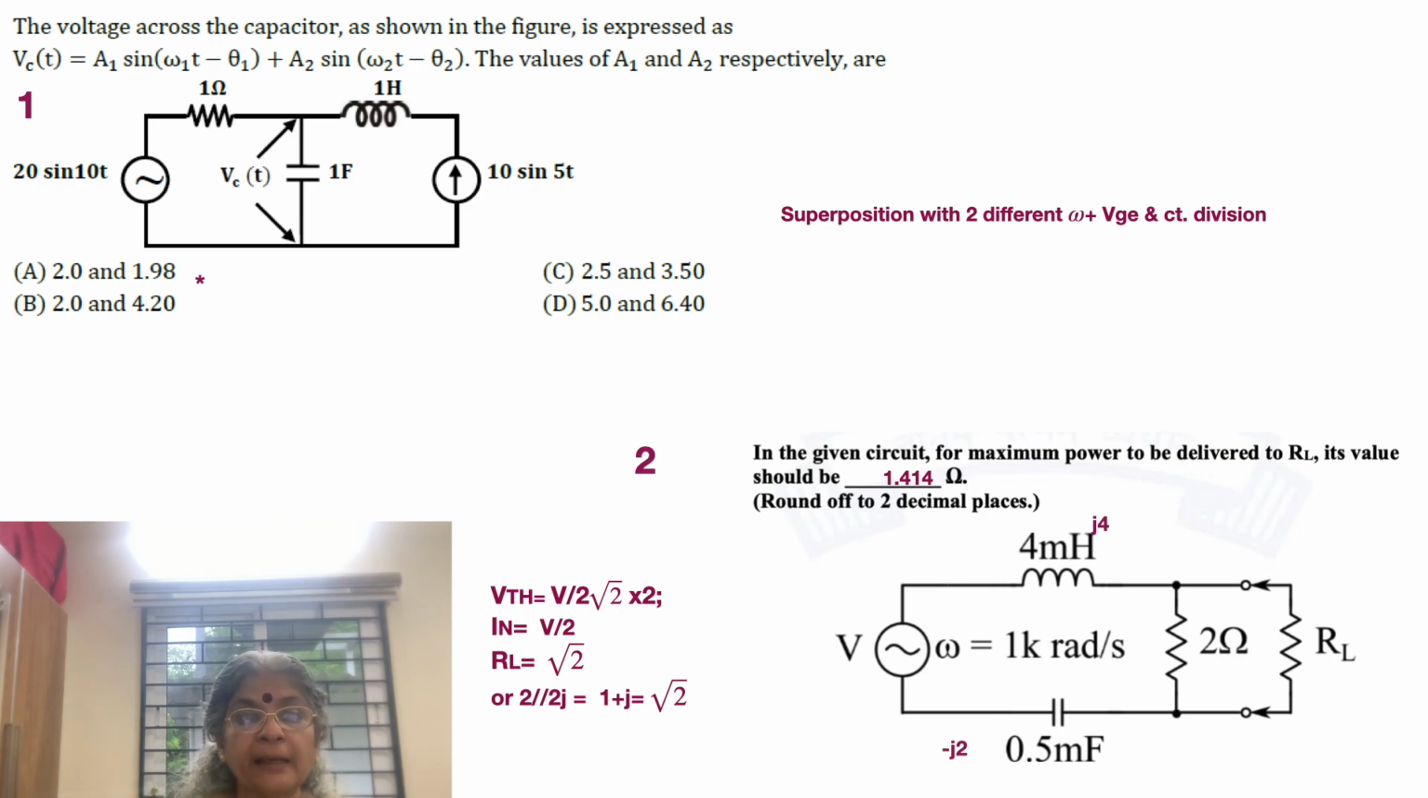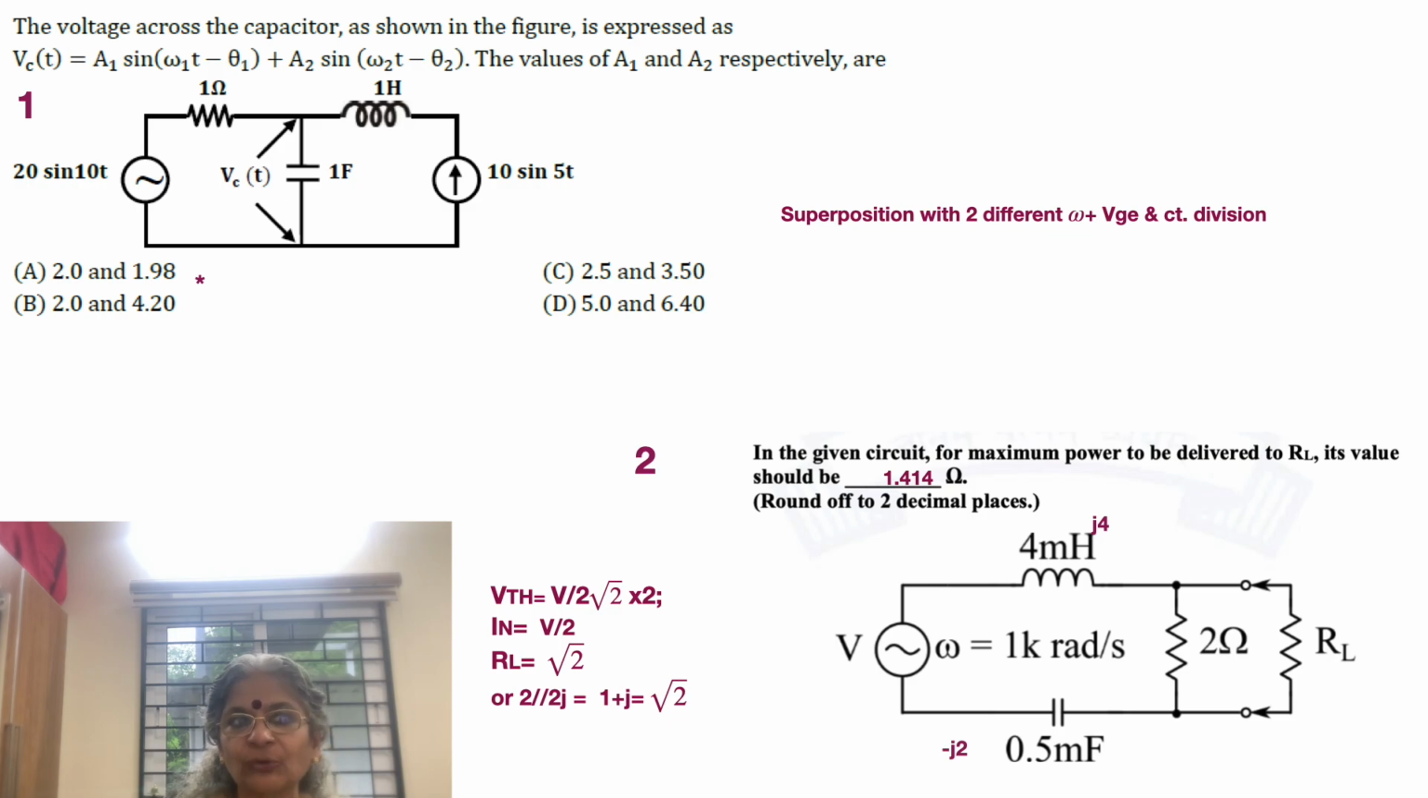Now let's apply the current source 10 sine 5t, which means that now omega is equal to 5, and the voltage source is short circuited. So now we have a different kind of impedance for the capacitor as well as for the inductor, but does the inductor matter? No, it doesn't matter because the current source will always admit this current.